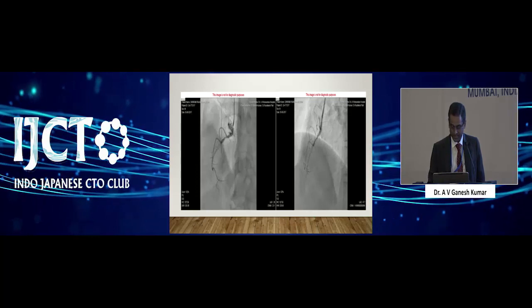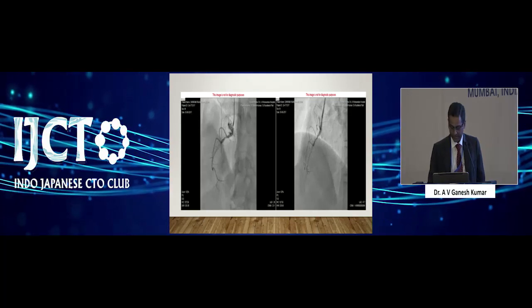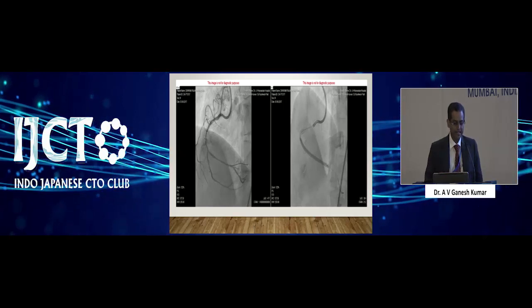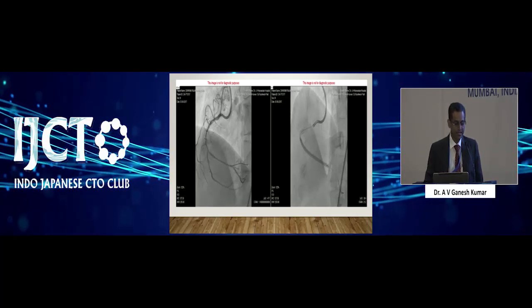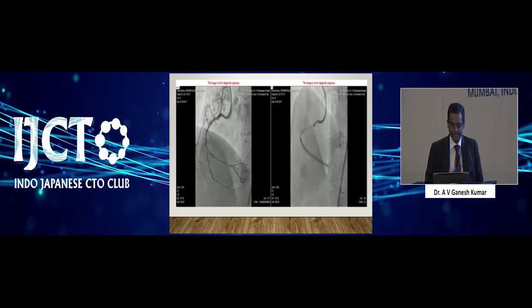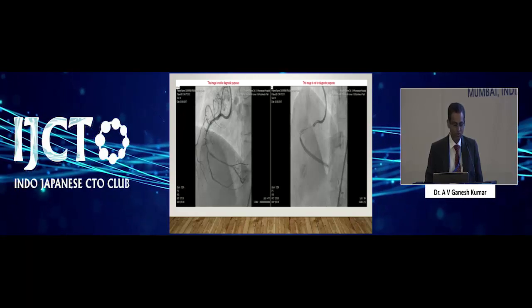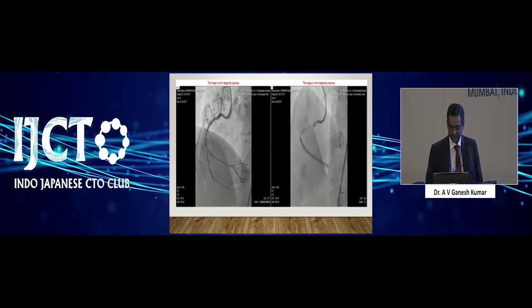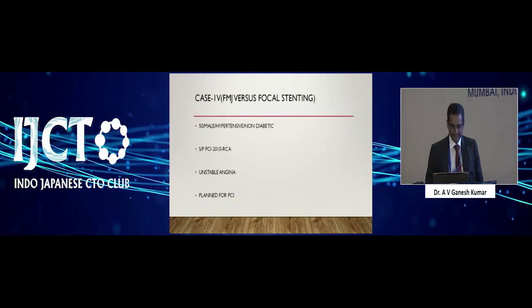So I opened this up, it was done on 3rd of this month, and this is how it looks. I did an IVUS and I see, right up to the PD, PLV, the whole thing has at least 50% diffuse disease, and there is no landing area for me to put a stent. So these are the type of lesions where I end up putting a full metal jacket.